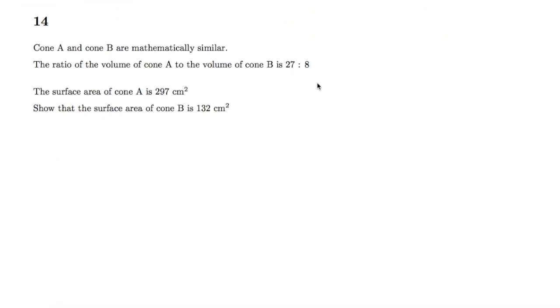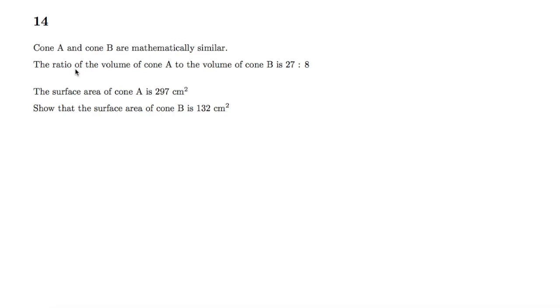Okay, question 14 says cone A and cone B are mathematically similar. The ratio of the volume of cone A to the volume of cone B is 27 to 8. The surface area of cone A is 297 centimeters squared. Show that the surface area of cone B is 132 centimeters squared. Now there's a little fact that, if you know it in this question, helps a lot and saves you a lot of working out. First I'm going to state that fact, and then I'm going to show you why that works.